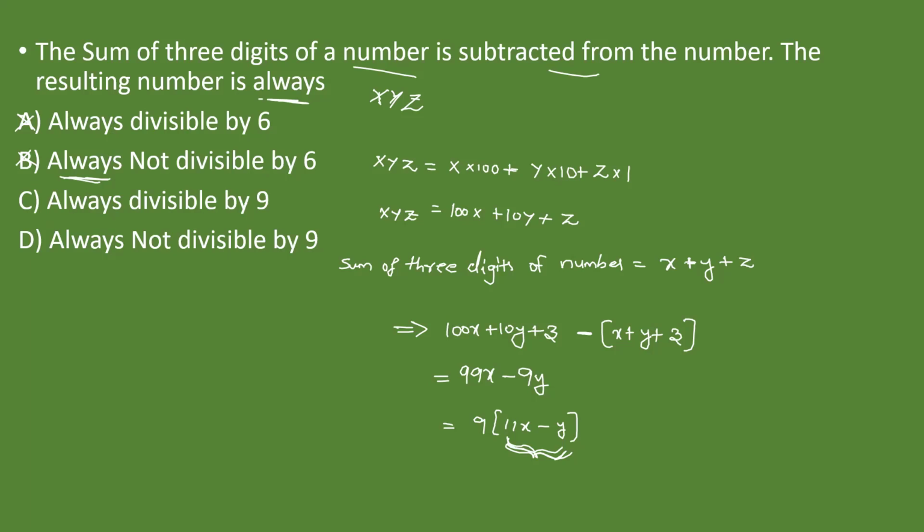Next, always divisible by 9. Yes, this is always divisible by 9. Why? Because here anyway we got 9.